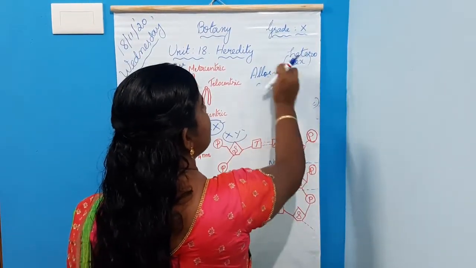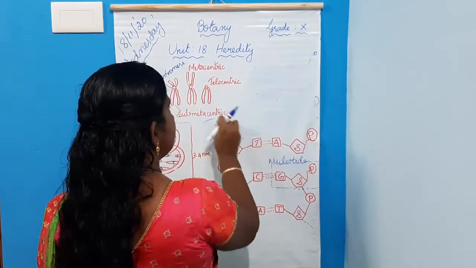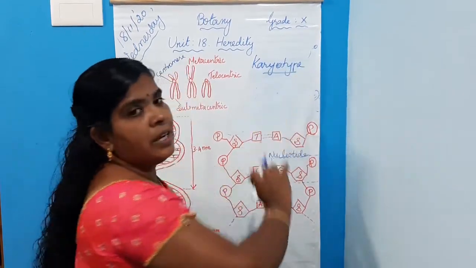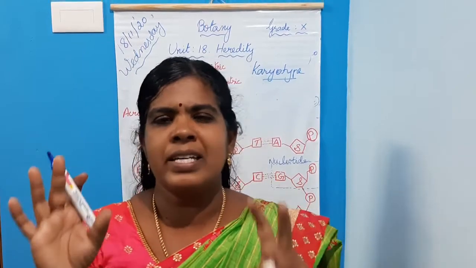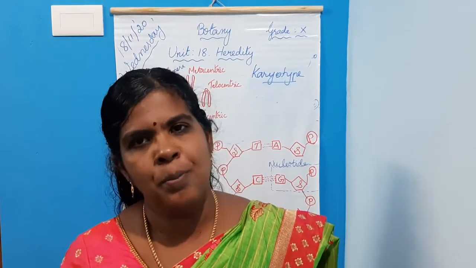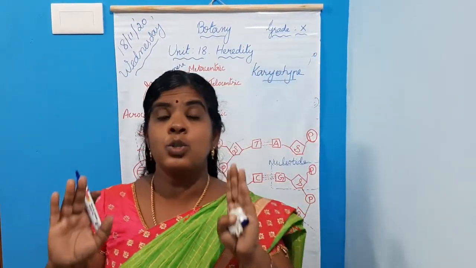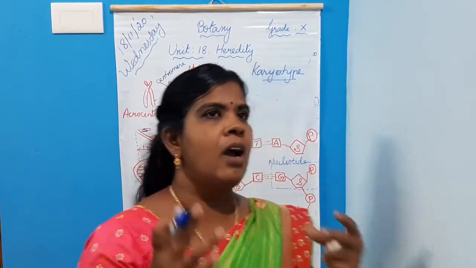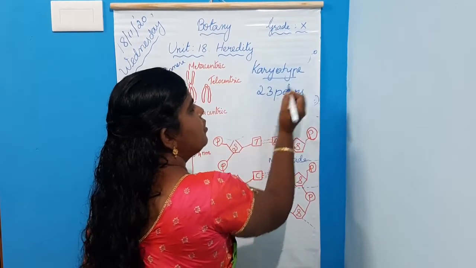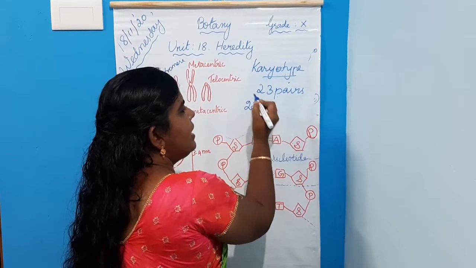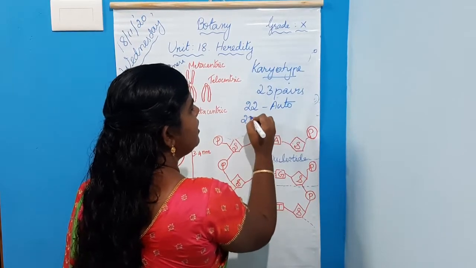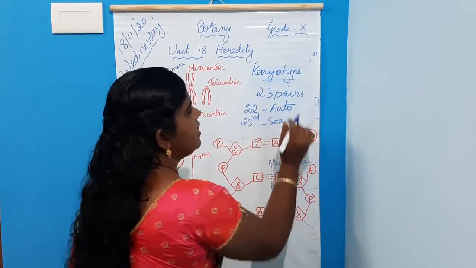Now, next about the karyotype. Karyo means nucleus, isn't it? Karyotype. Every organism has a constant or particular number of chromosomes. In humans, each cell normally contains 23 pairs of chromosomes. How many chromosomes are there in our body? 23 pairs. Out of 23 pairs, 22 pairs are autosomes, and the 23rd pair is the sex chromosomes or heterochromosomes.